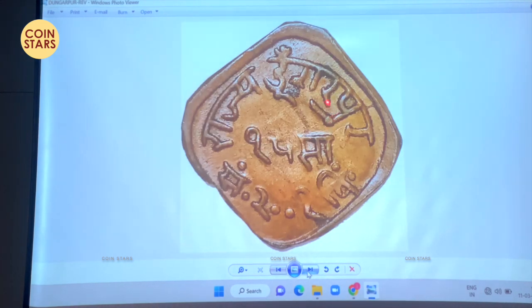The other side is proper. Rajya Dungarpur, 1 paisa. Samvat 2001.